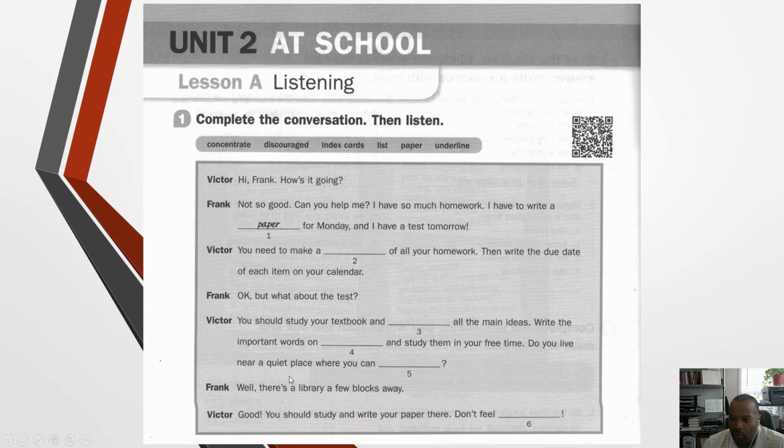Do you live near a quiet place where you can, I wrote down concentrate. Frank says, "Well, there's a library a few blocks away." Victor says, "Good. You should study and write your paper there. Don't feel," I said, discouraged.